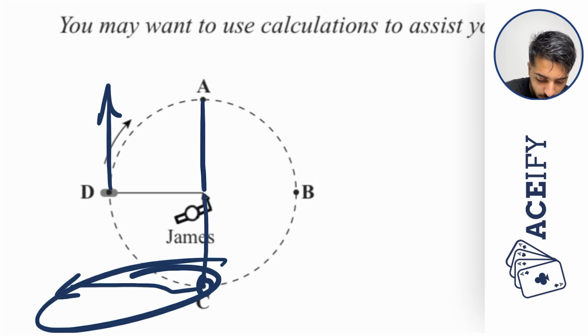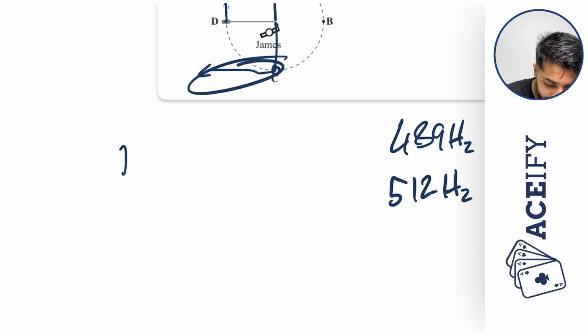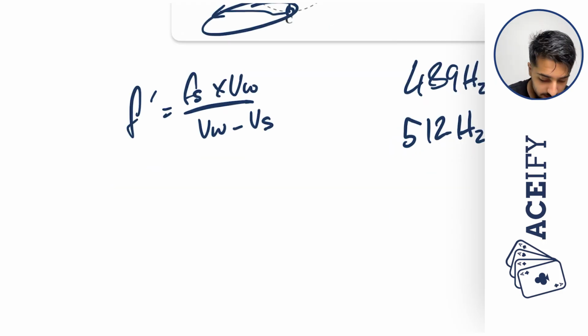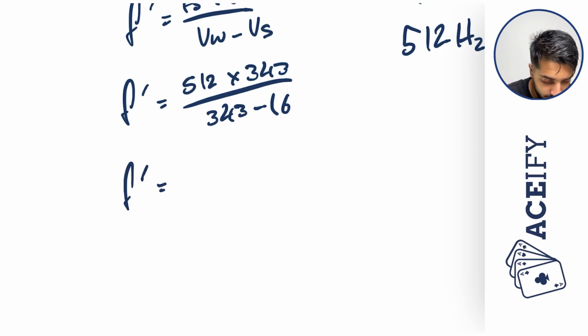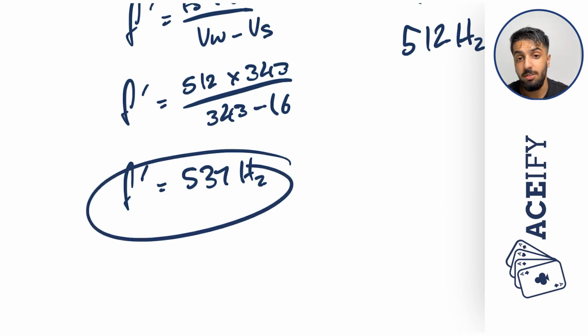Now for A, this is the opposite case to C, where our velocity is facing directly towards Sabina. And so in our Doppler equation, where we have Vs times Vw all over Vw, this is where we have our minus situation. And so we can calculate that as F prime is equal to the frequency of the source, which is 512, times 343 all over 343 minus 16. And that gives a frequency of 537 Hz. And so at point A, the frequency heard by Sabina is 537.